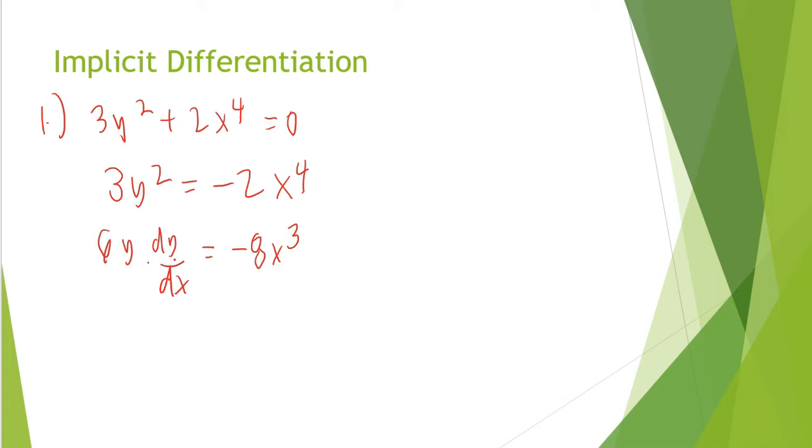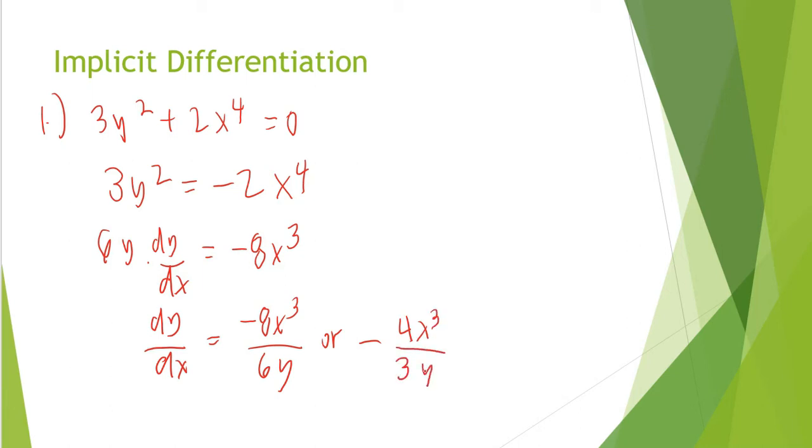And then, as we said, we need dy over dx. So we transfer 6y to the other side by dividing both sides by 6y. So this becomes negative 8x cubed over 6y. Or it can be simplified as negative 4x cubed over 3y. So this can't be simplified any further. The final answer is this one.